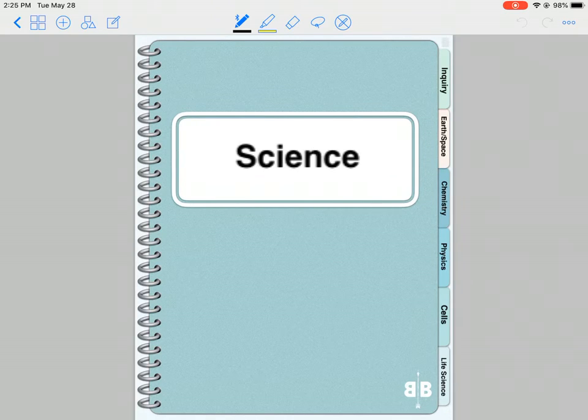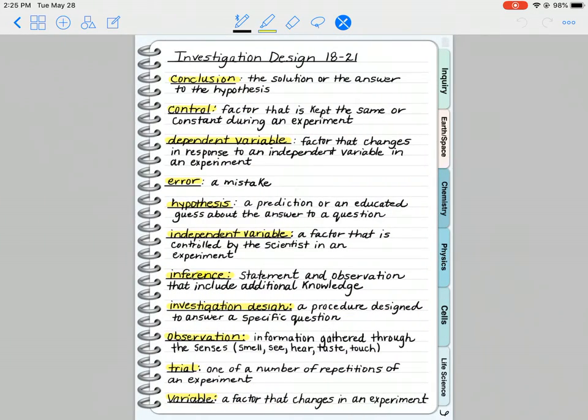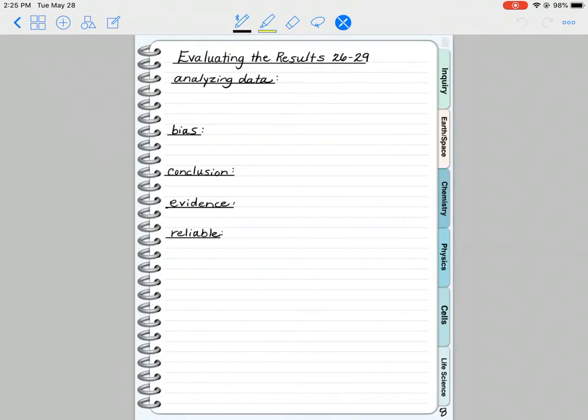We are still in Module 1, so we're in the inquiry section. We have covered investigation design. We have covered how to analyze research. And now we are looking at how to evaluate our results. And we have some more terms.